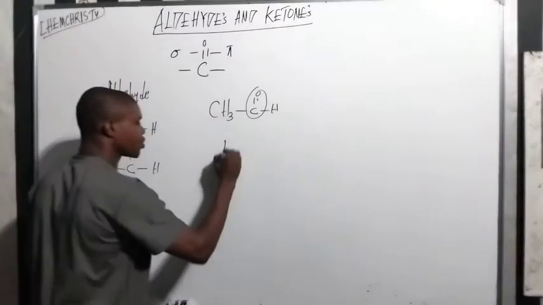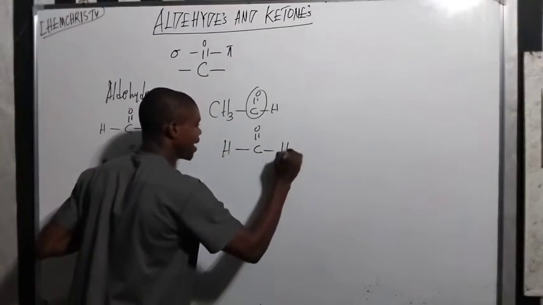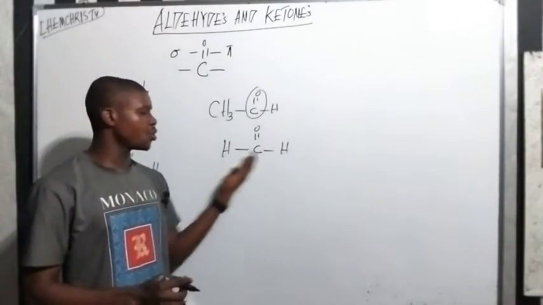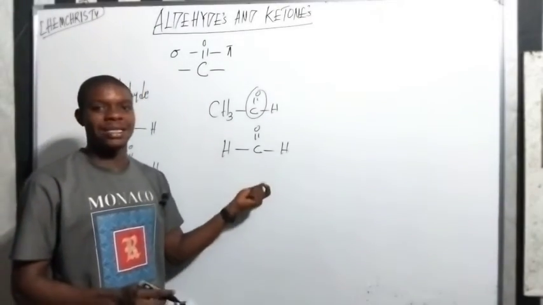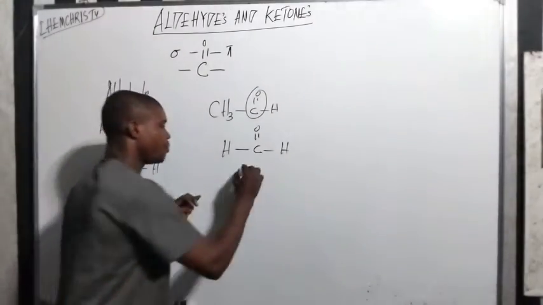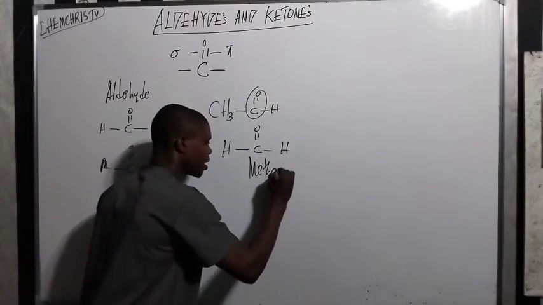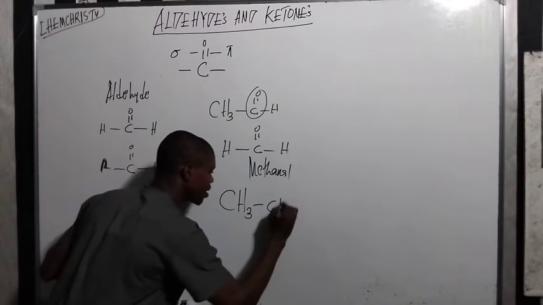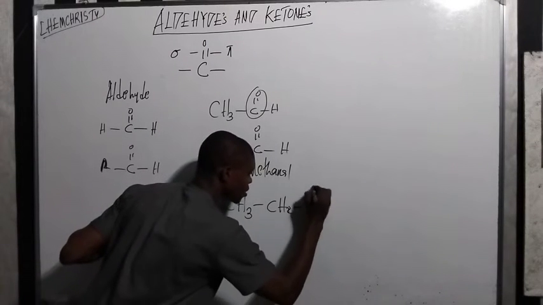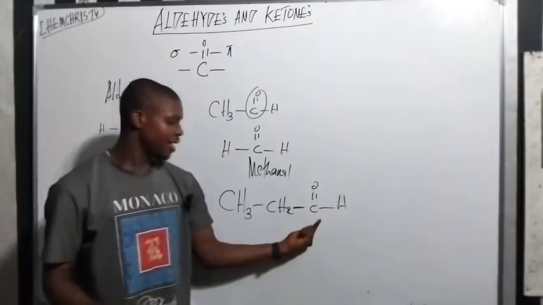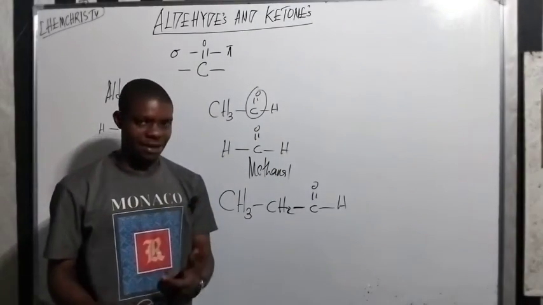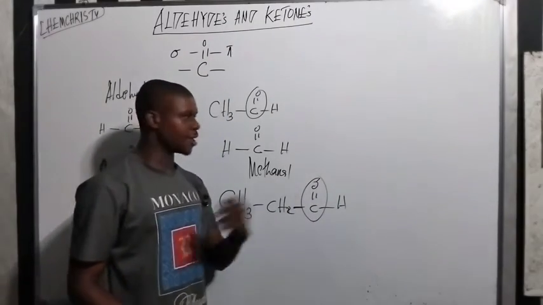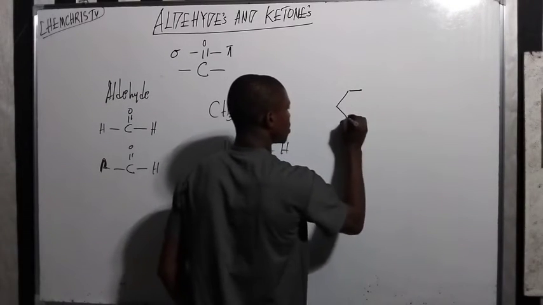If you look at this one here, hydrogen and hydrogen, this one is an aldehyde because it has two hydrogens. As a matter of fact, this is called the simplest aldehyde. It's called methanal. Do you understand? If I ask something like this again, CH3 CH2 C H, if you look at this one here, this is also an aldehyde. Why? Because the carbonyl functional group has a hydrogen.